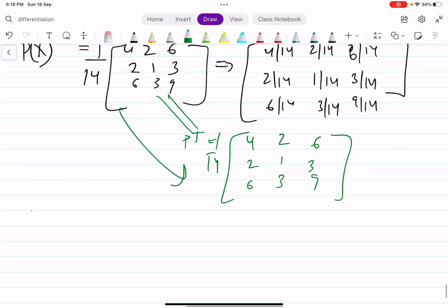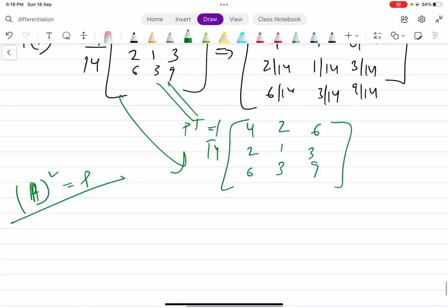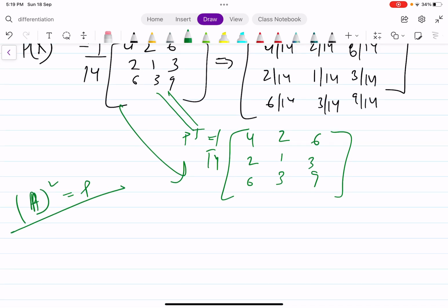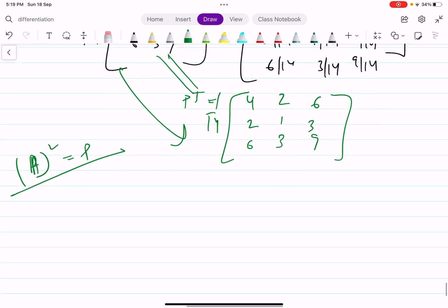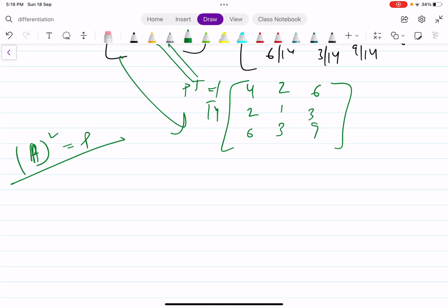Now you can check this yourself at home that the P square will also be equal to P. Just multiply P with itself, you'll get P square, and that will be also equal to P. And finally you should do this as well, that we should check the rank. Let's see what the rank is. So again, we are not multiplying by 14 at the moment. We'll check it without this multiplication.